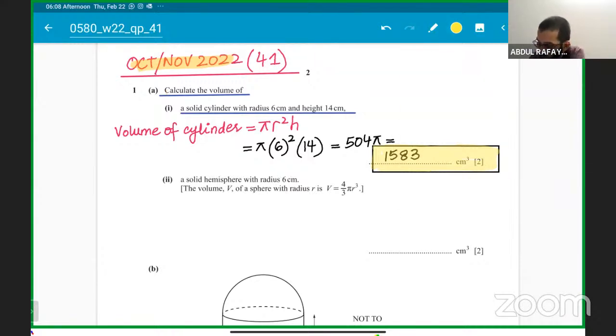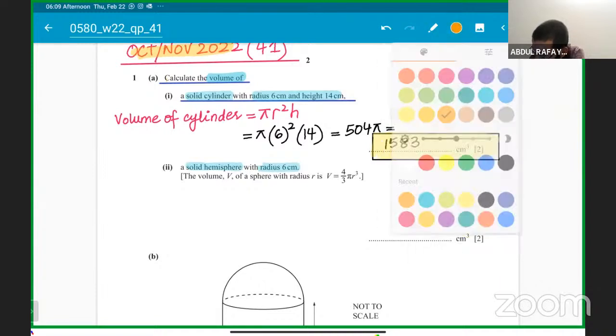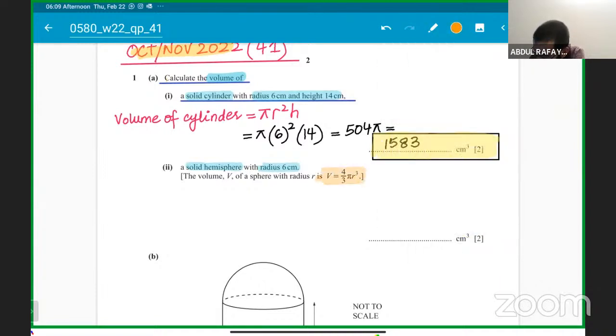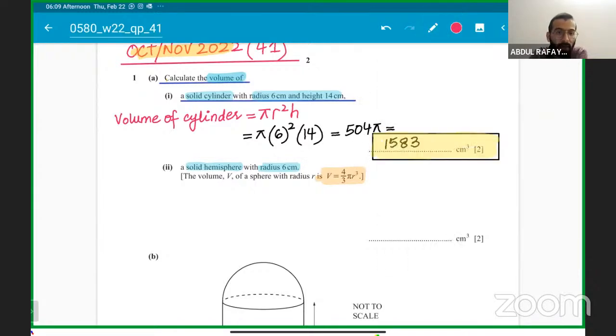I've already found the volume of the solid cylinder, which has a radius of 6 centimeters and a height of 14 centimeters. Then we have to find the volume of the solid hemisphere with radius 6, and for ease they have given the volume of the sphere. Everyone following? So we have to find the solid hemisphere now.